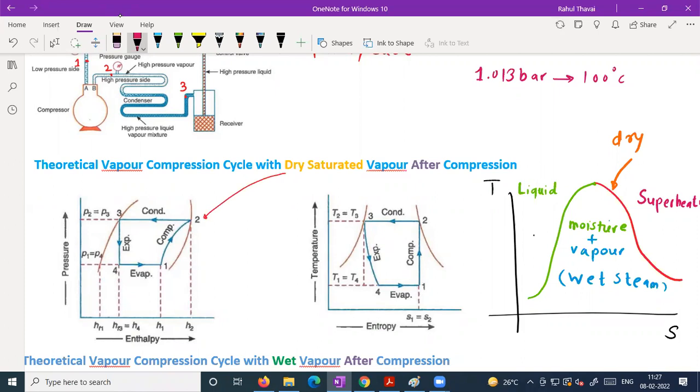So I'll just write down. If at 1.013 bar, you heat the water above 100 degrees Celsius, the steam is said to be superheated, because 100 degrees Celsius is called the saturation temperature of water corresponding to one atmospheric pressure. At one atmospheric pressure, water will boil at 100 degrees Celsius. So when you heat the water at atmospheric pressure above 100 degrees Celsius, it is said to be superheated. What about 2 bar? If you heat it at 2 bar, the water will not boil at 100. It will boil below or above 100, so for that, we need to check the steam table.